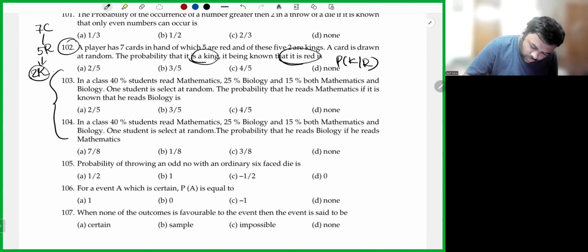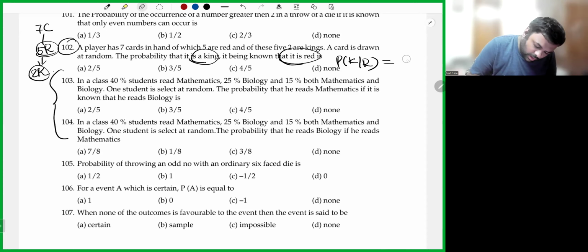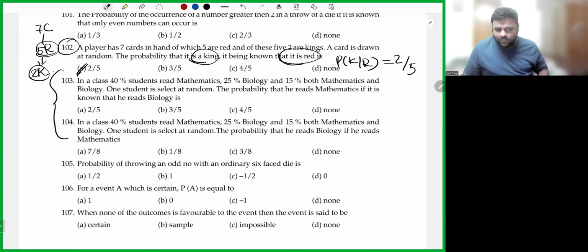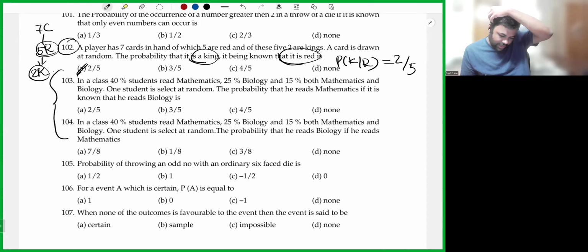King and red cards are 2. Red cards are 5. So 2 divided by 5. King and red cards are 2, because in these 5 red, you are having 2 kings. Means these kings are king and red. So P of K intersection R is 2 and P of R is 5.